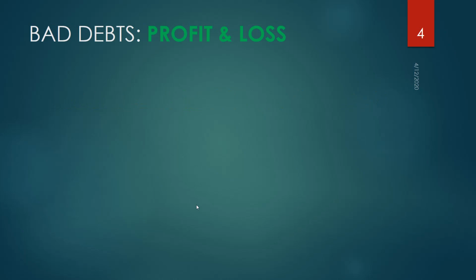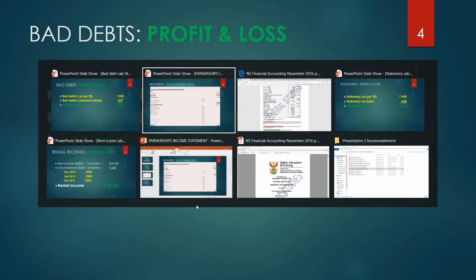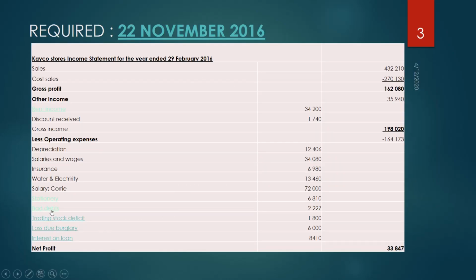To get the bad debts that reside in the profit and loss, you're going to take the bad debts as per the pre-adjusted trial balance of 1,850, and you're going to add the bad debts that have been determined that are attributable to the insolvent estate. The total bad debts that have to be taken to the profit and loss, the income statement, is 2,227. Let's quickly go to the income statement. There you go, 2,227. Moving along swiftly, the next item we'd like to determine is the trading stock deficit.